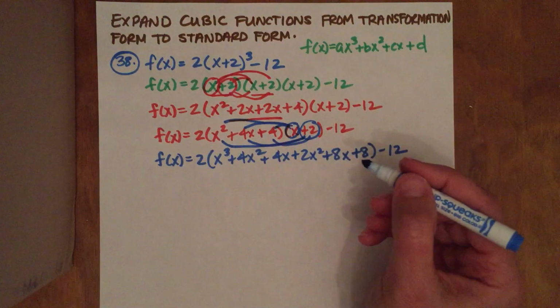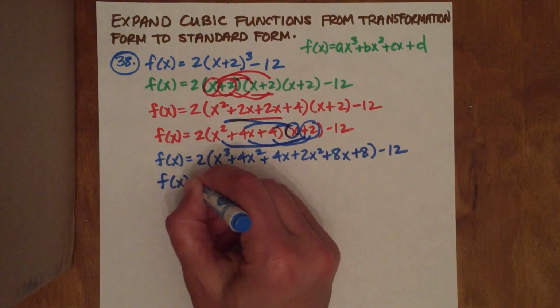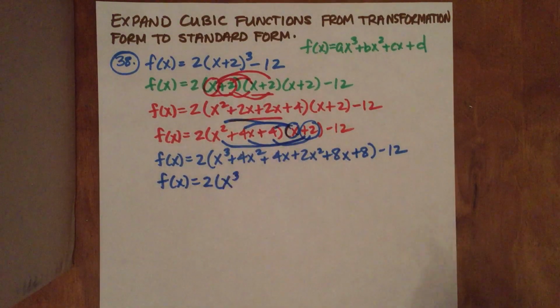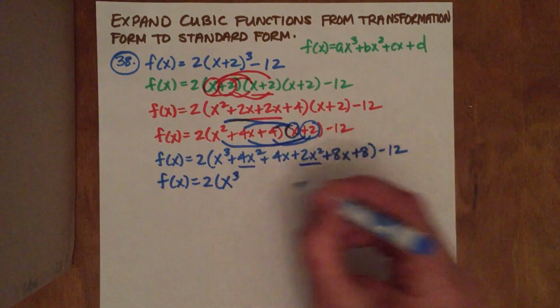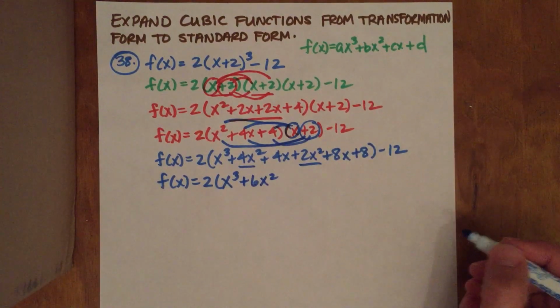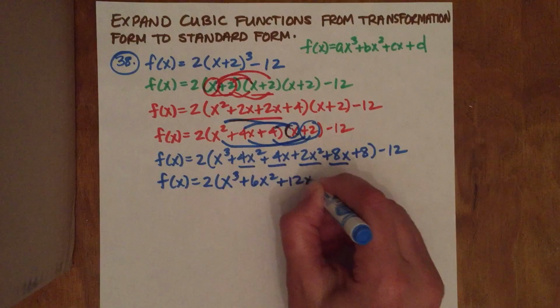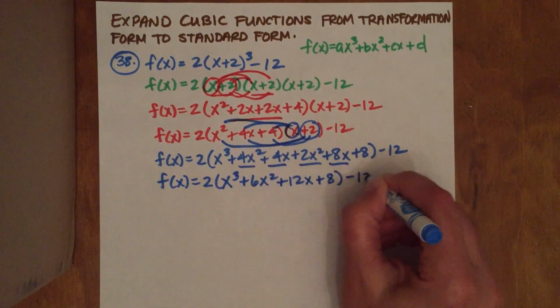Once again, I'm going to combine some like terms in here to make life a little bit easier. The 2 stays there. I've got x cubed, but I have a 4x squared and a 2x squared. I can bring that together as 6x squared. And then I've got a 4x and an 8x. I can bring that together as 12x plus 8 minus 12.